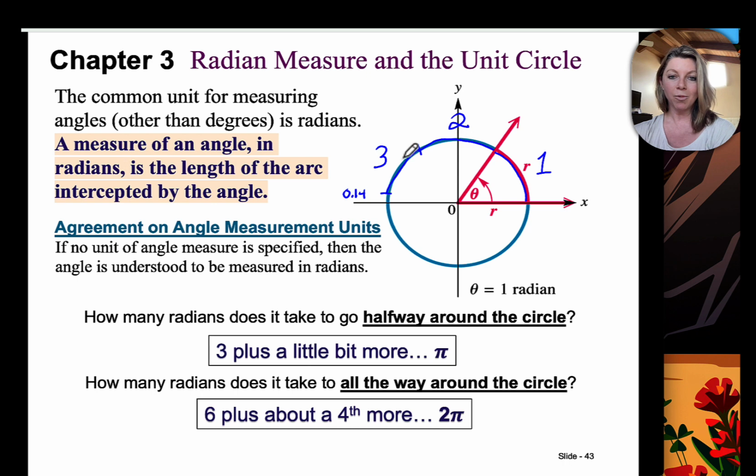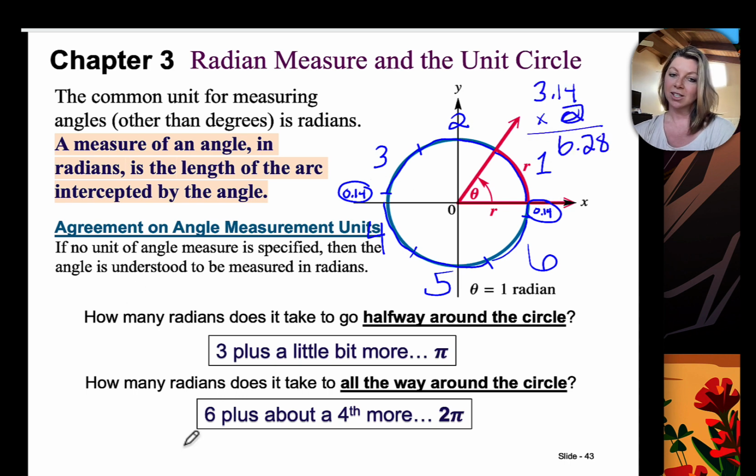So if it takes 3.14 to go around this direction, we can visually show that again. Another 1, 2, 3, and here's our remaining 0.14 approximately. So that would get us to, let's count up, 4, 5, 6 full radians, and then we've got this approximate 0.14, 2 of those. So the answer is, once again, 6 plus about a fourth more, or 2 pi.